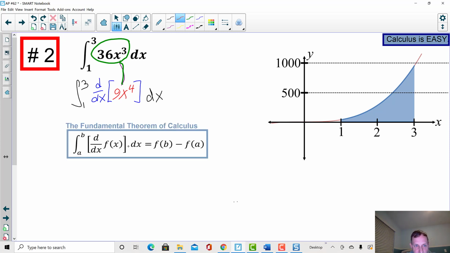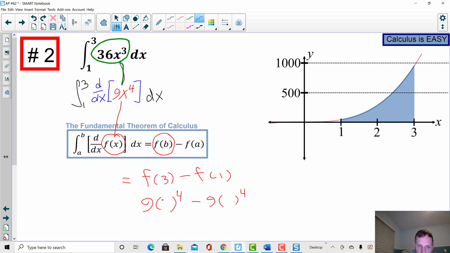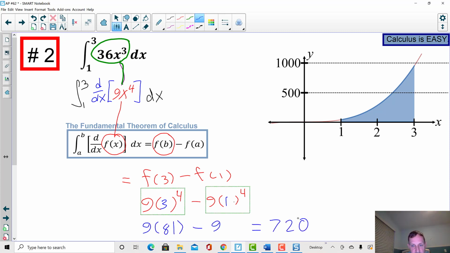So if you match it up with the fundamental theorem of calculus, it looks like the f is my red function here. So my answer is going to be f evaluated at 3, and then minus, and then f evaluated at 1. And again, my function f is 9x to the fourth. So on the first one, I plug in a 3. And on the second one, I plug in a 1. Let's go ahead and simplify this. Your final answer is 720.